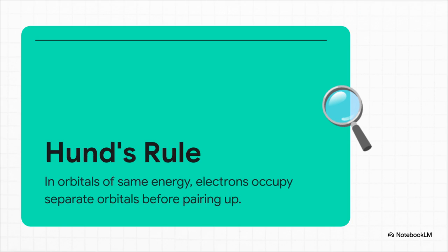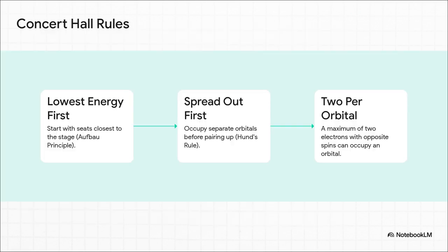Now, our second rule is pretty much just basic politeness, but for atoms. Think about getting on an empty bus. You don't go sit right next to the one other person on there, do you? No, you find your own row. Well, electrons do the exact same thing. In a row of seats that all have the same energy, each electron takes its own spot before anyone starts pairing up. Okay, so let's put our concert hall rules together.